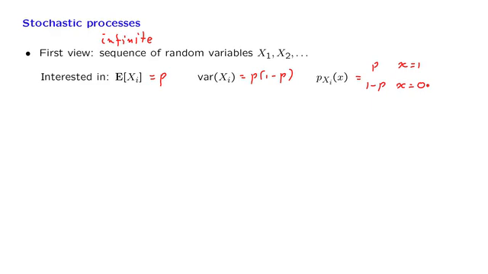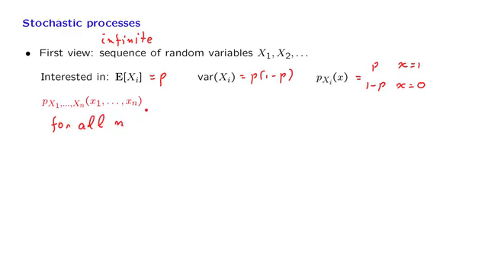But this is not enough. We also need to know how the different random variables are related to each other. And this is done by specifying, directly or indirectly, the joint distribution, the joint PMF or PDF of the random variables involved. And because we have an infinite number of random variables, it's not enough to do this, let's say, for the first 10 of them. We need to be able to specify this joint distribution no matter what the number n is.